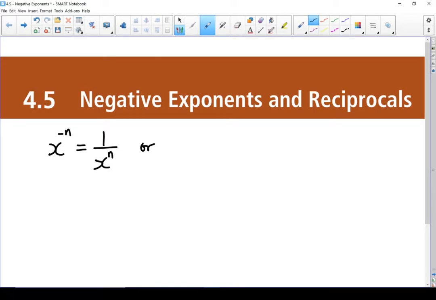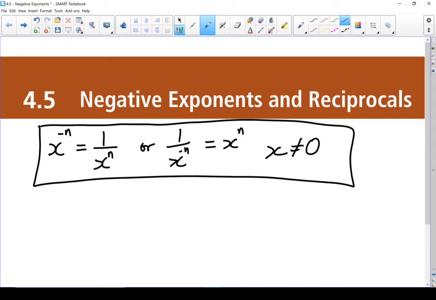It also works if I have 1 over x to the power of negative n. I'm going to take the reciprocal and change the sign of the exponent. So I can flip it back up to the top and make that exponent positive. Now I do have to point out x can't equal 0, because in math, we can't put a 0 on the bottom of a fraction. So what does that mean in simpler English? All it means is if I have a negative exponent, to change it to positive, I just take the reciprocal of the base, and then I can just change the exponent to positive.